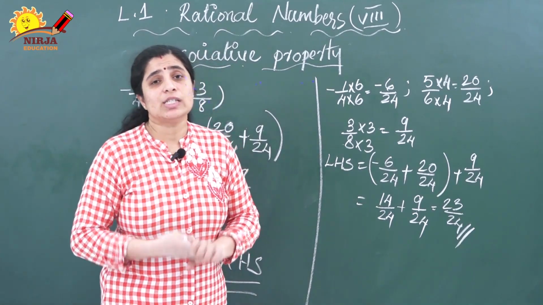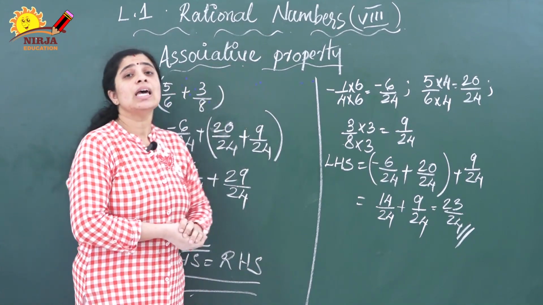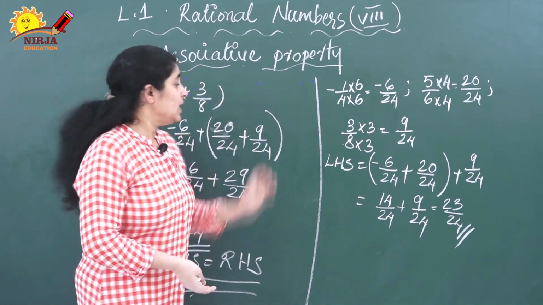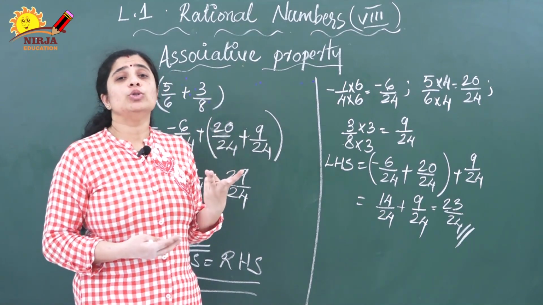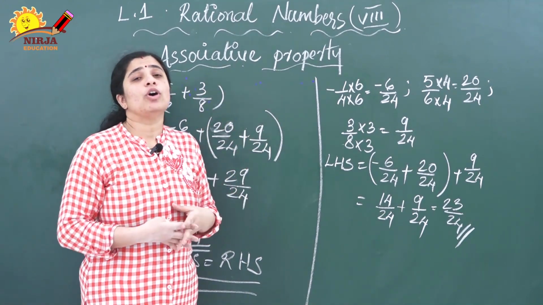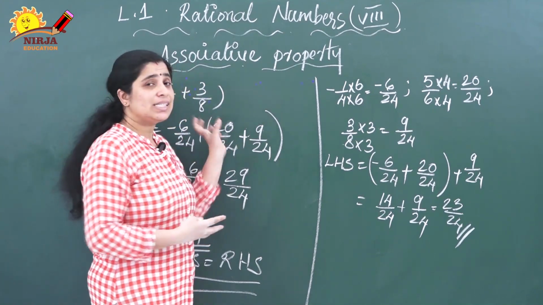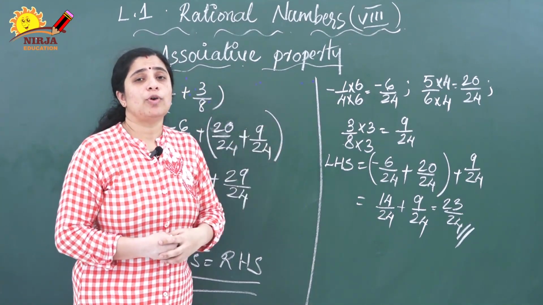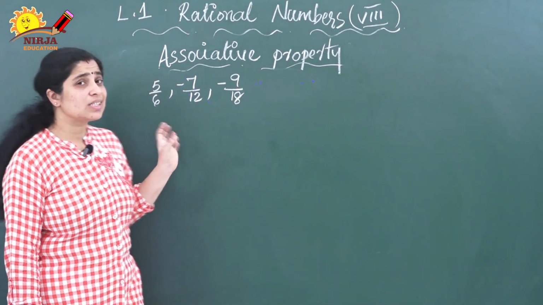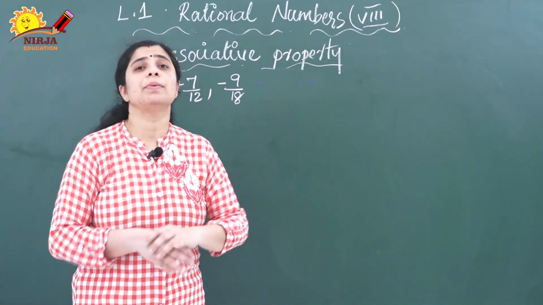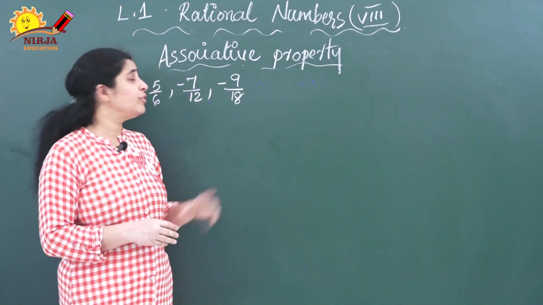Next we will discuss whether the subtraction of rational numbers satisfies the associative property. The same way, we will take three numbers, change the grouping of the numbers, do the subtraction, and check whether it satisfies the associative property or not. Next we are going to discuss the associative property of subtraction.